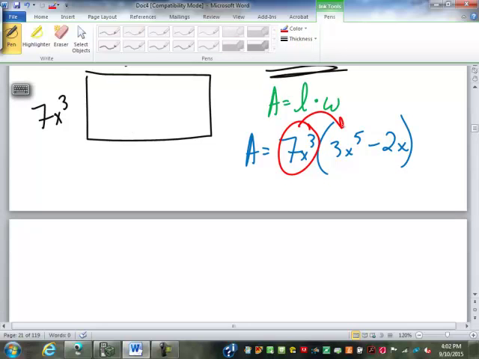7x to the third times 3x to the fifth is 21x to the eighth. 7 times 3 is 21. X to the third times x to the fifth is x to the eighth. 7x to the third times a negative 2x. Perfect. Negative 14x to the fourth. 7 times negative 2 is negative 14. X to the third times x, we consider that x to the 1. 3 plus 1 makes 4, so x to the fourth.